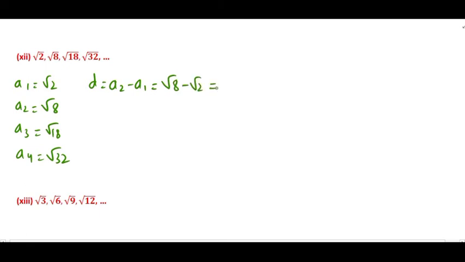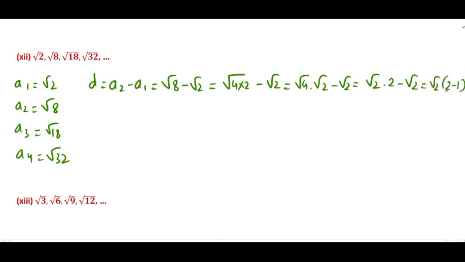Root 2. See, root 8 can be written as root 4 into 2, minus root 2. See, this root 4 into root 2 I can write, and this is minus root 2. Therefore root 2 into 2 here, and minus root 2. See, therefore I can take root 2 common, and this is 2 minus 1. What is 2 minus 1? That is 1. Therefore, the common difference is equal to root 2.